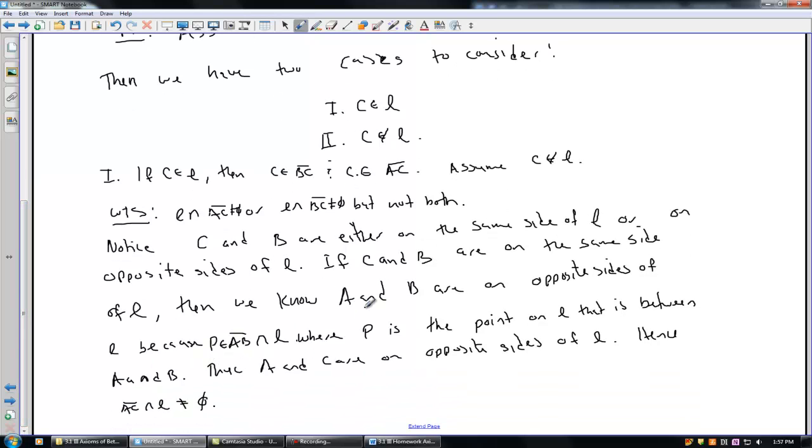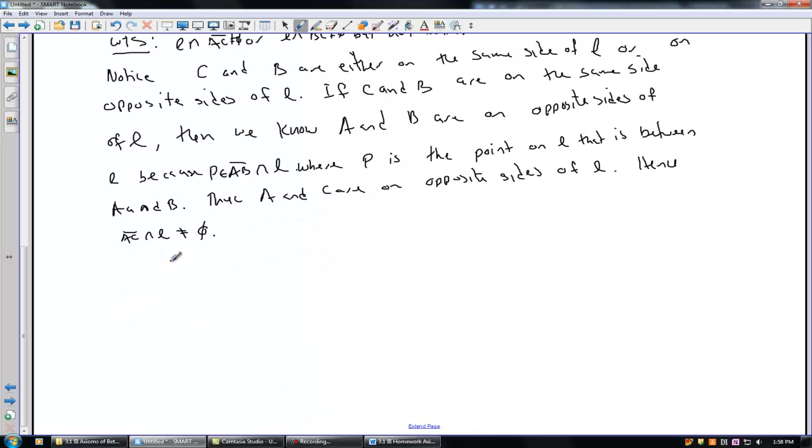All right, so I have one more case to consider. This one was if C and B are on the same side. Now we have the second case. What if C and B are on opposite sides? Let's notice C and B are either on the same side or on opposite sides of L. So maybe let's extend the page here, and then we'll say, now if C and B are on opposite sides, then what?